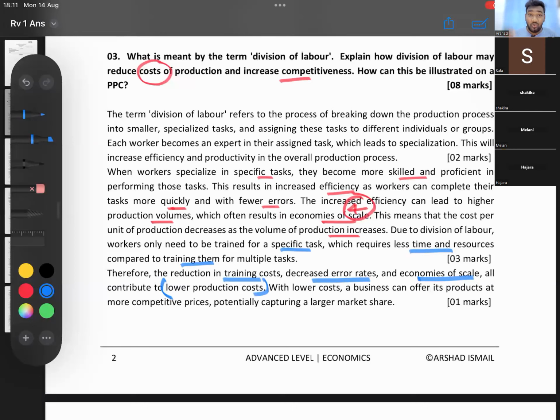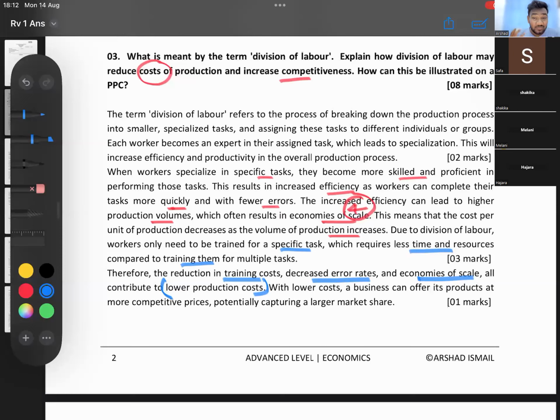So can you see how division of labor helps with reducing your production cost? Because of division of labor, your training cost is low, because when you hire an employee, you don't have to train him for everything. If you train him only to do this, that is enough. So training cost goes down. Then, because of division of labor, they become specialized, so errors will fall. That is also your waste cost. All of that goes down. Then because of division of labor, your production capacity increases. You can get economies of scale. There also your cost comes down. So because of all those reasons, your cost comes down.